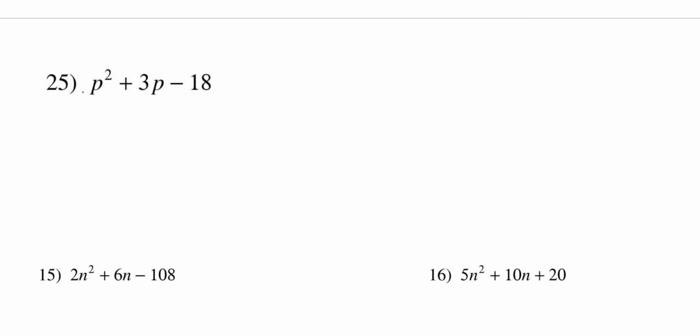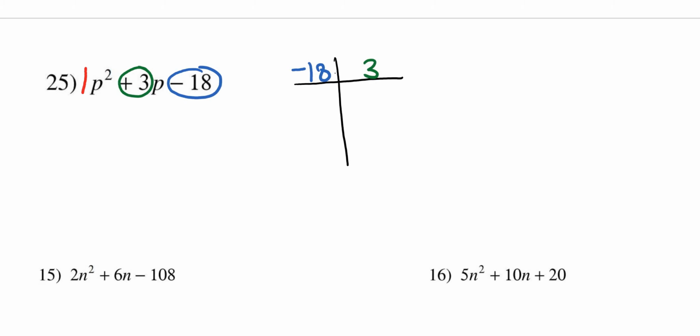The leading coefficient here is 1, so let's set up a table here. Circle the last number here, which is negative 18, and the middle number here is positive 3. And I need two numbers that multiply to negative 18, and those two numbers need to add to 3. So numbers that multiply to 18, I'm thinking 6 and 3. And in order to get to the positive 3 there, there should be a minus sign on the 3, because 6 times negative 3 gives you negative 18, and 6 minus 3 gives you the 3.